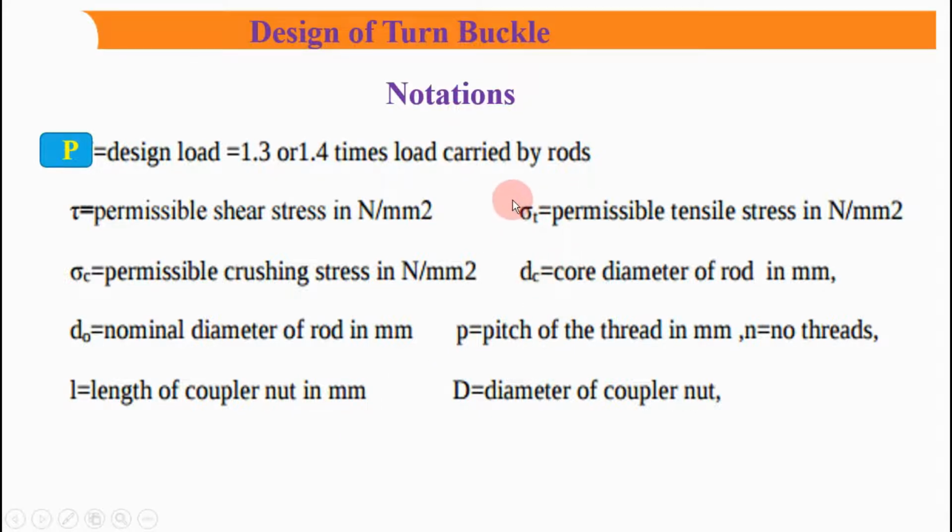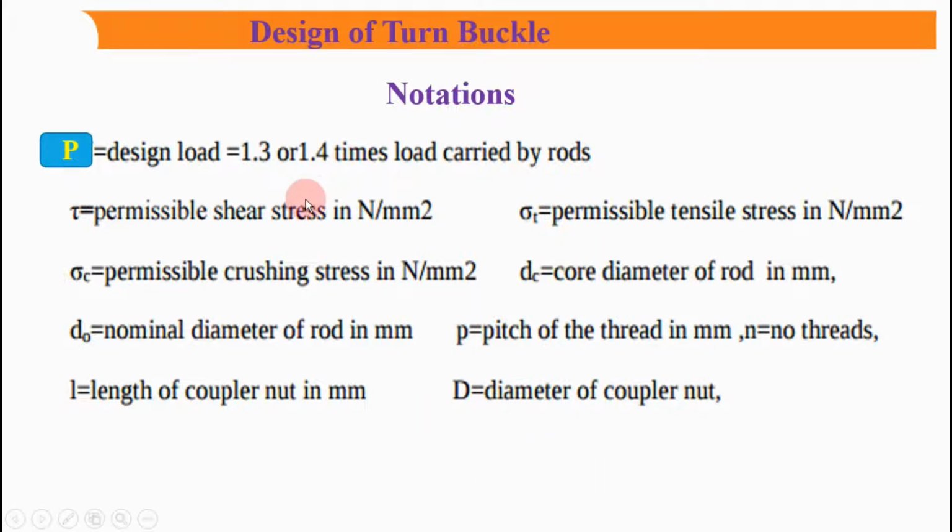Then sigma T is the permissible tensile stress in Newton per mm square. Now Dc means the core diameter of the rod in mm. Core means internal diameter, so Dc is the core diameter of the rod in mm. P is the pitch of the thread in mm. N is the number of threads. And capital D stands for the diameter of the coupler nut.